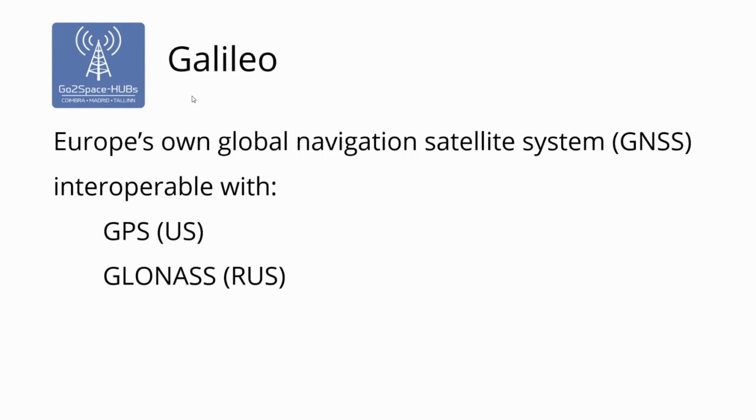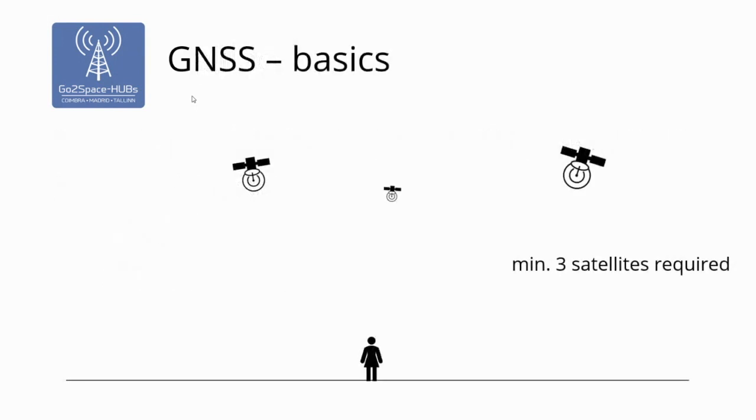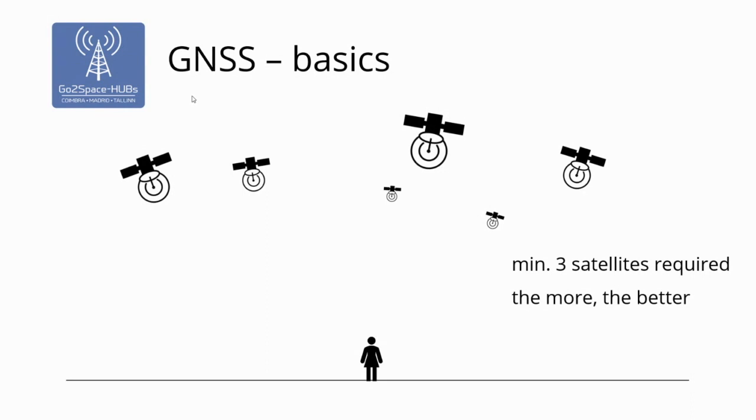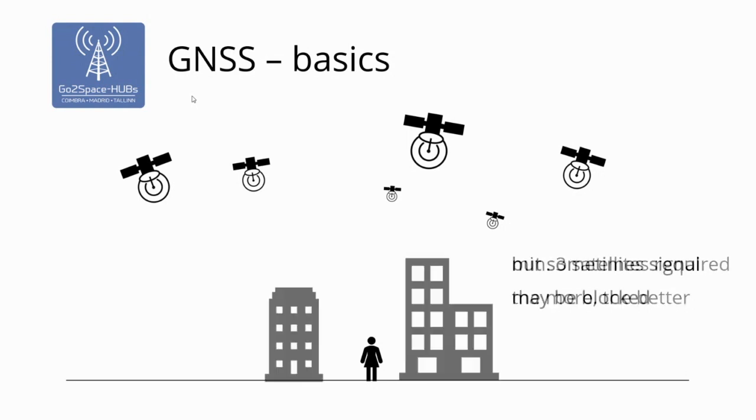But also this interoperability is very important for other reasons. To show it, it's important to understand the very basics of satellite navigation systems. We need at least 3 satellites to localize the antenna, actually. But the more, the better. The more satellites we have, the better accuracy of the localization we have.